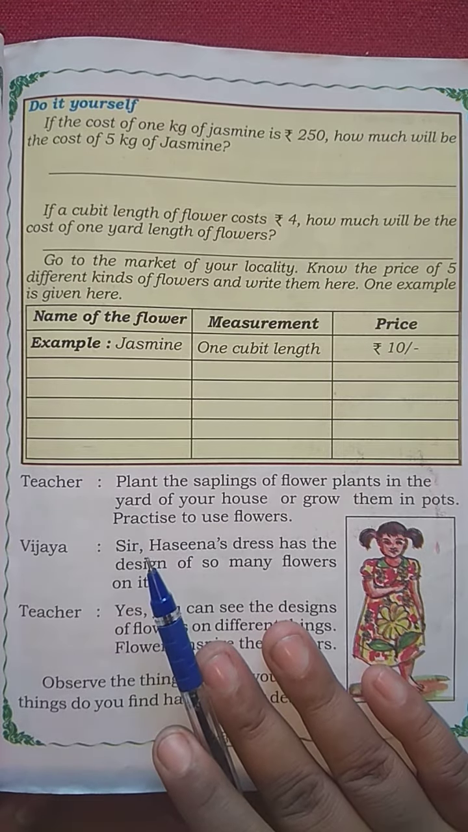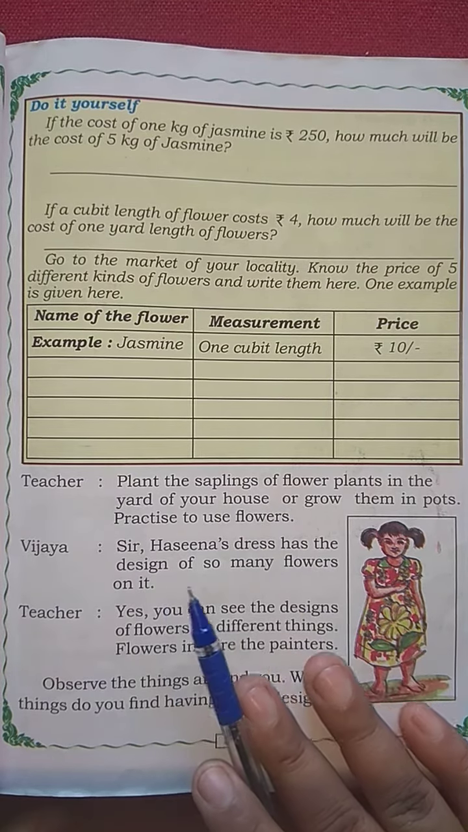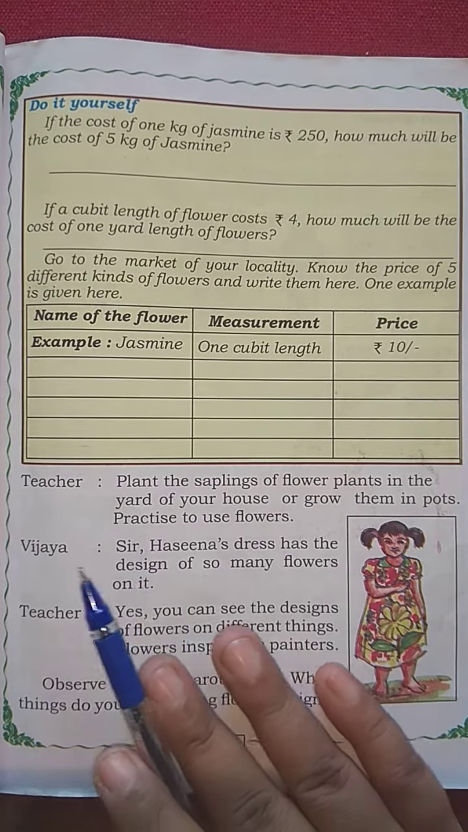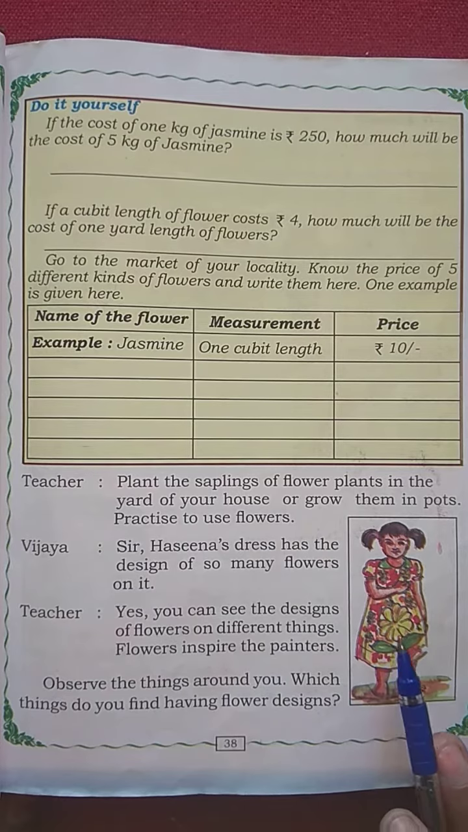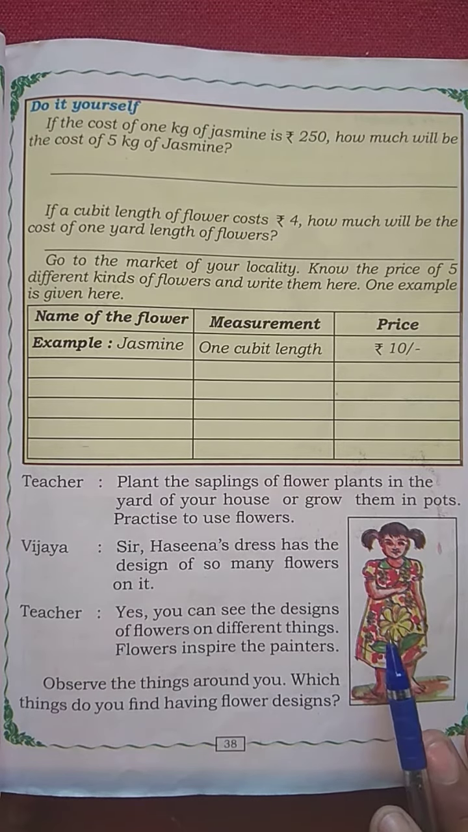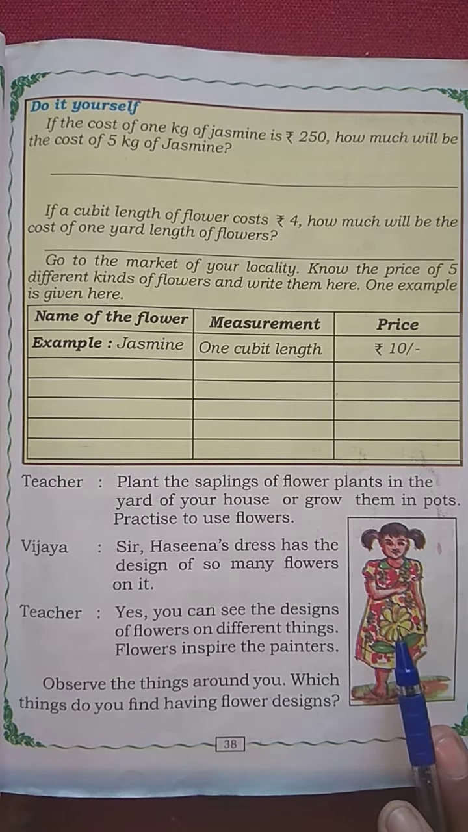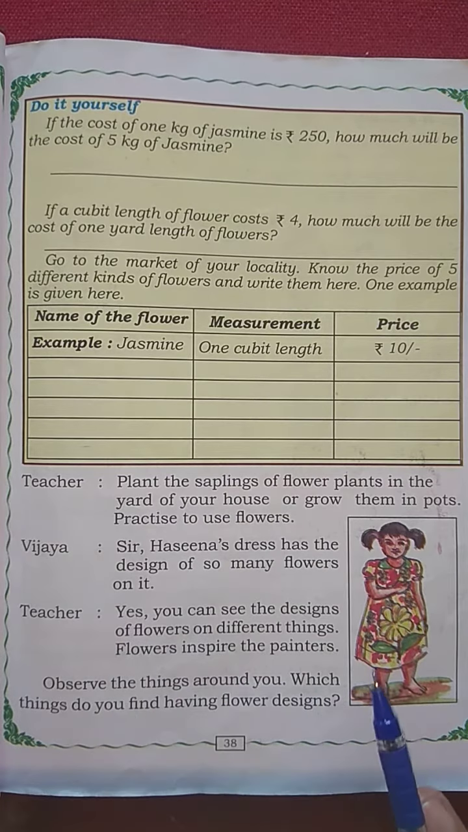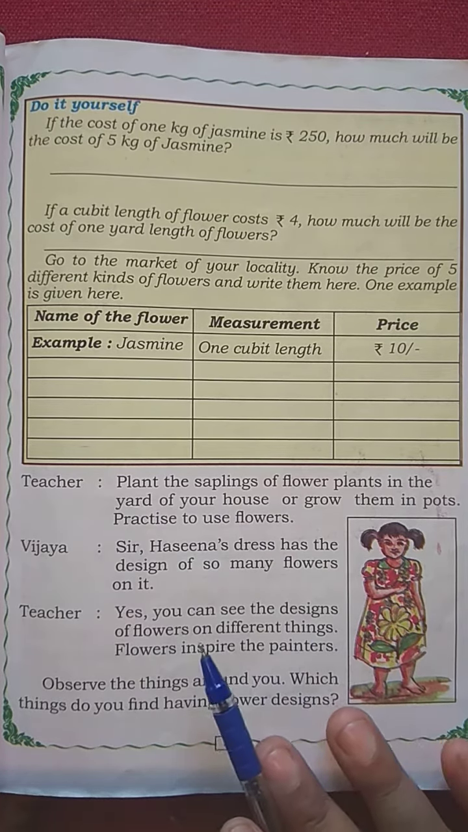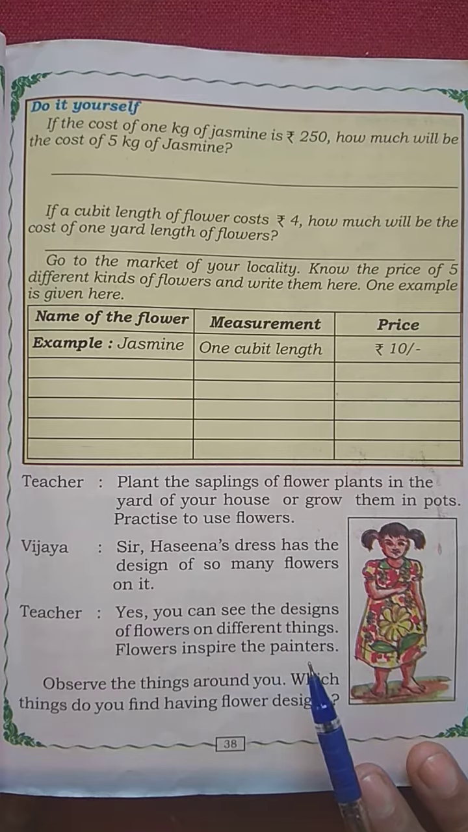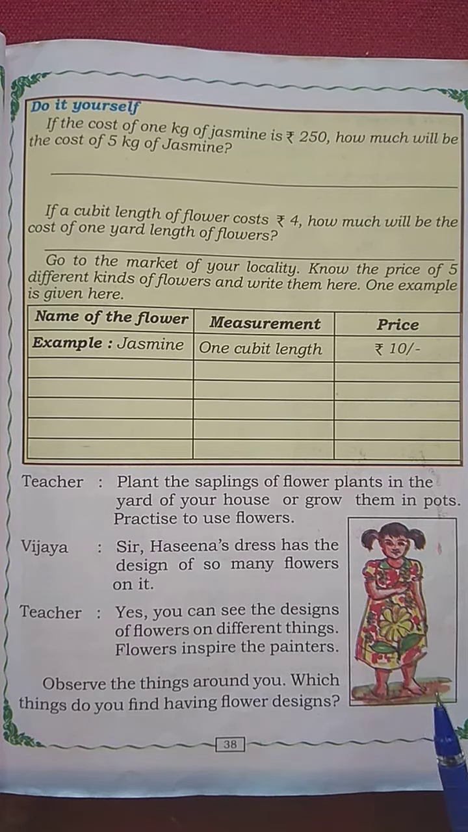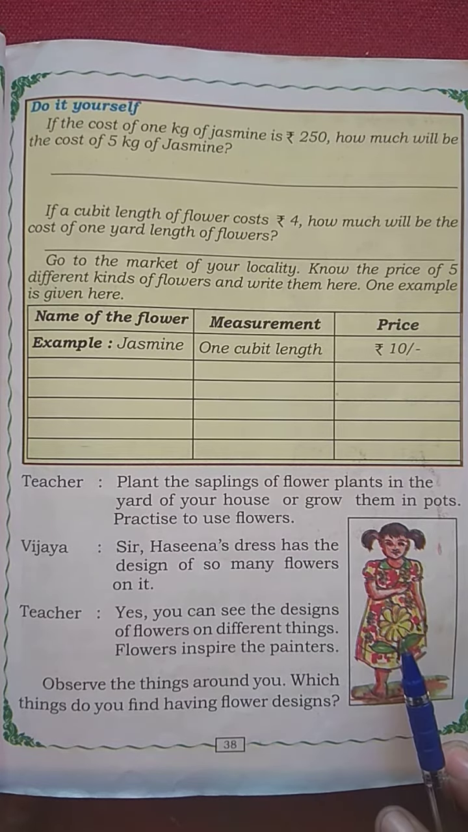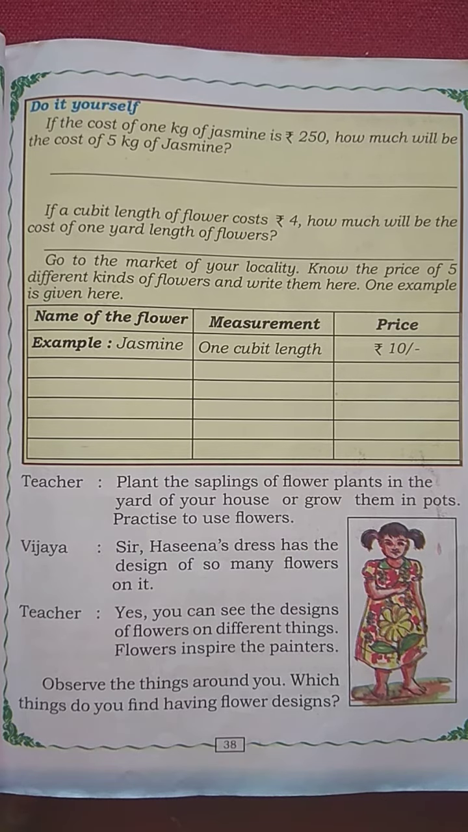Vijaya says, sir, Hasina's dress has the design of so many flowers on it. Teacher says, yes, you can see the designs of flowers on different things. Flowers inspire the painters. We see the designs of flowers on bed sheets, pillow covers, girls' dresses, and so many other things, curtains, carpets, mats, everywhere.